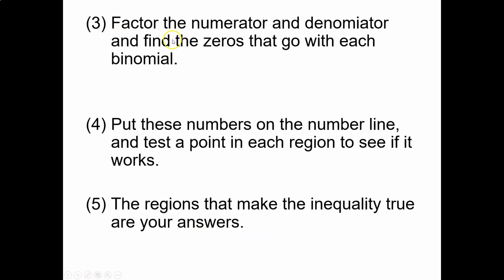And we are going for our 3x plus 4 over x greater than 0. We're going to factor the numerator and denominator and find the zeros that go with each binomial. For this particular problem, the numerator and denominator do not factor. So we would just have these two. We'd have 3x plus 4 would equal 0, which will give us 3x equals negative 4. And if we divide by 3, we get x equals negative 4 over 3. And then in the denominator, we just have x equals 0.